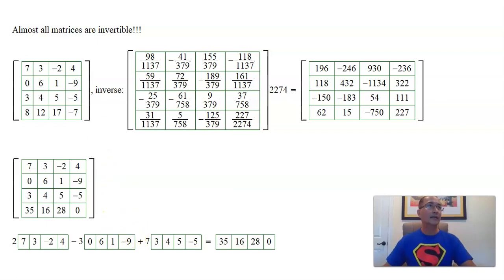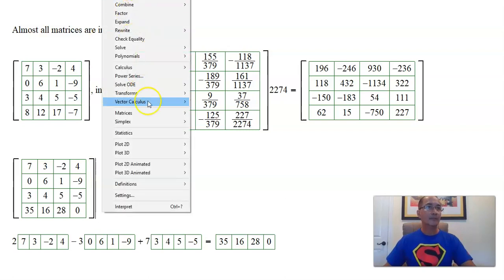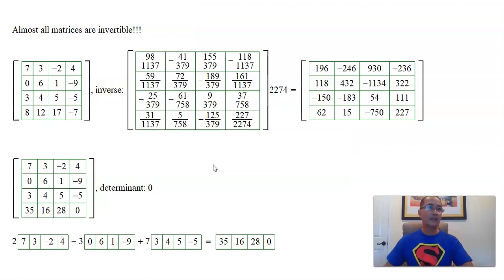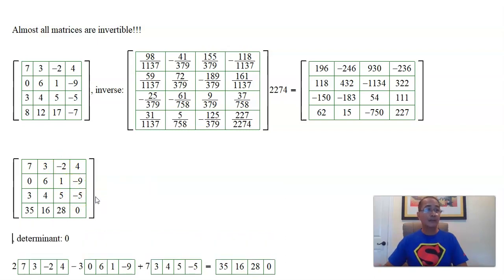Now we can compute the matrix's determinant. Its determinant is 0, because according to our last theorem, a matrix is invertible if and only if its determinant is not 0. This matrix is not invertible because we forced the fourth row to be a linear combination of the first three rows. So therefore, the rows are not linearly independent.